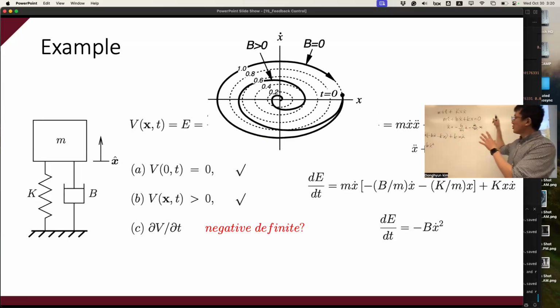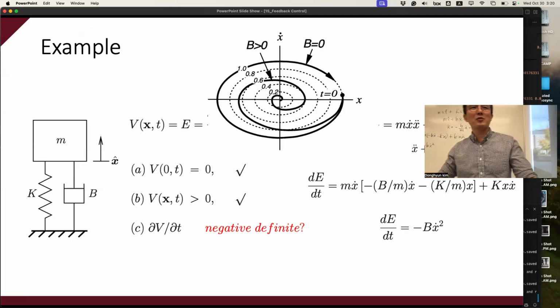And when b is 0, which means an undamped system, then it's going to maintain the energy. If it is anything larger than 0, then it's going to converge to the origin, asymptotic stability.